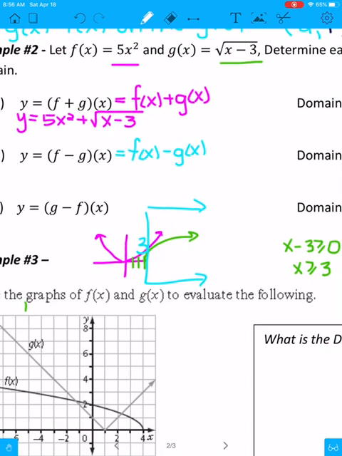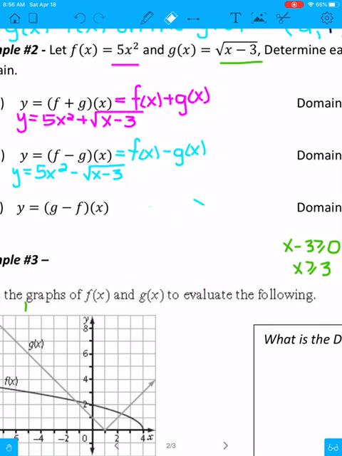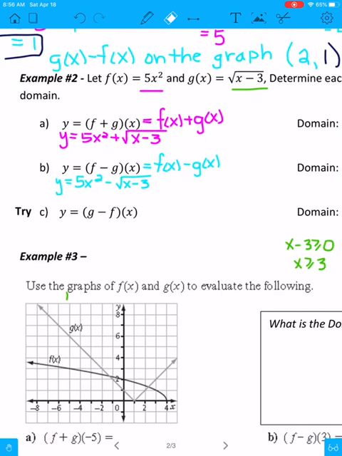Now I have to do it in the order that it is. So I have to do f of x, which is 5x squared, minus g of x, which is square root x minus 3. Okay? Now I don't distribute the negative in because that's a radical. You can't distribute it inside the radical. You're done. That's the equation of f minus g. Now you're going to try to do g minus f. So pause it and try g minus f.